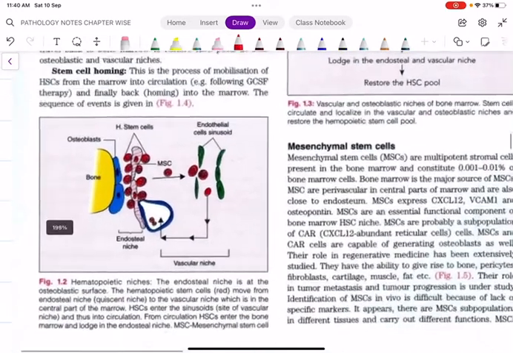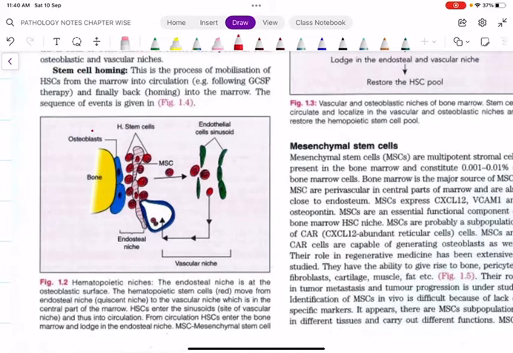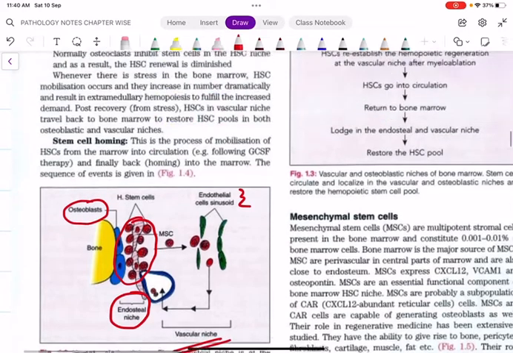See the picture here. This is the bone and you can see the osteoblasts, and this is the vascular niche. This is the endosteal niche. Why is it called the endosteal niche or osteoblastic niche? Because it is located close to the osteoblasts of the bone. And next we have the endothelial cell sinusoids. These sinusoids are located in the central part of the bone marrow. Hence, this niche is what we call the vascular niche. You should know these terminologies.